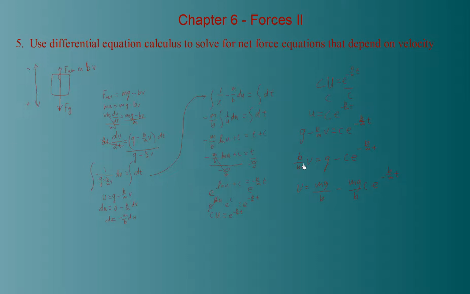So you see what I did there with the b over m? I just switched it, multiplied through. And since we've been so fishy with c, why don't we just call c 1? Just for the fun of it, just to confuse you even more. So this becomes mg over b times 1 minus e to the negative b over m t. Whew. And so this is what velocity looks like with free fall and air resistance.